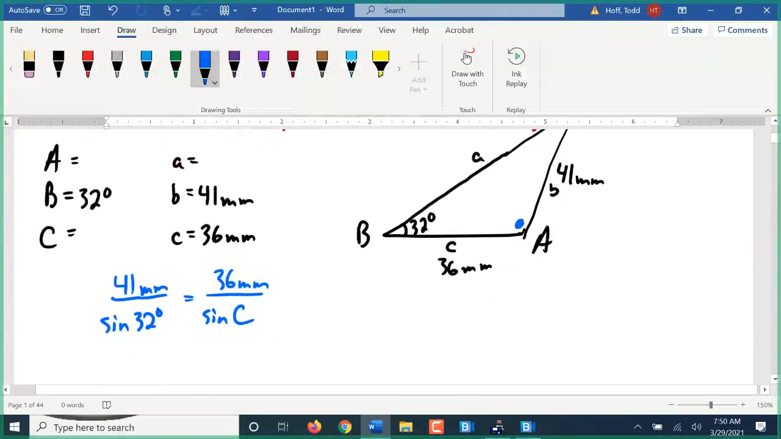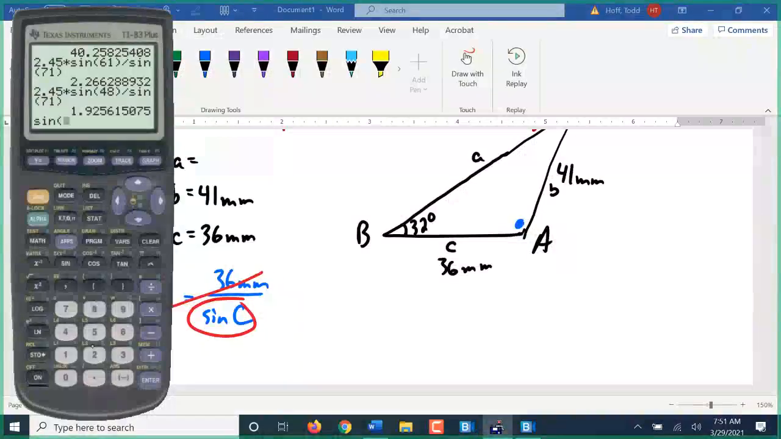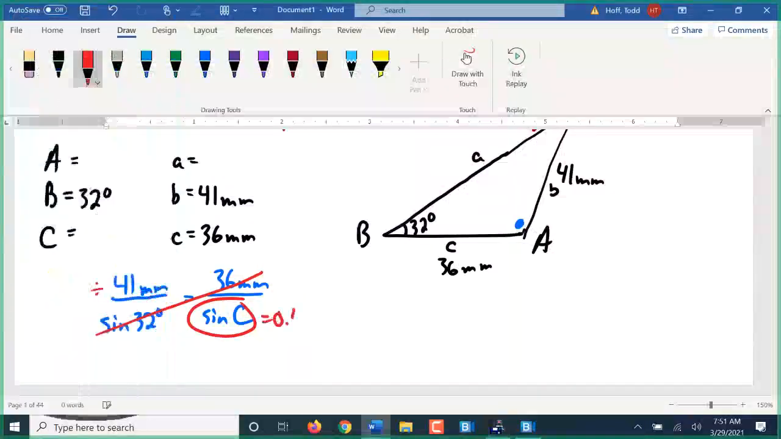The first thing that's a little more difficult here is once we cross multiply and divide, we're not done yet, because cross multiplying and dividing here is not going to give us the angle, it's going to give us the sine of the angle. So let's do the cross multiply and divide first. We have the sine of 32 times 36 divided by 41. We get 0.4653. Now notice I did not clear my calculator. I'm leaving that in my calculator because I'm going to need it in a bit.